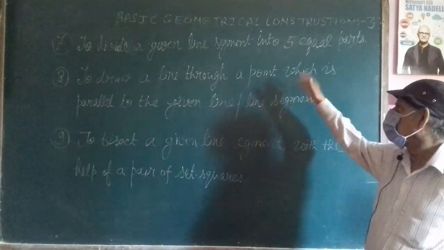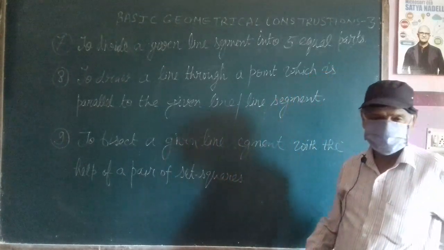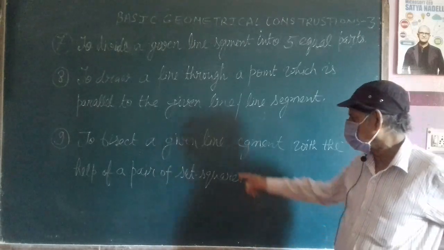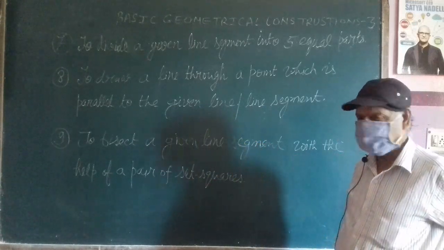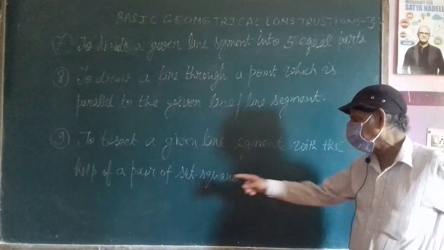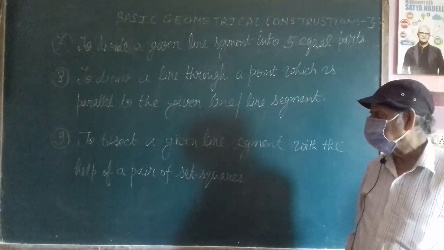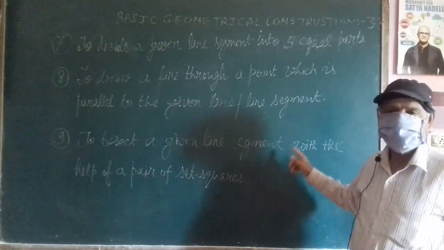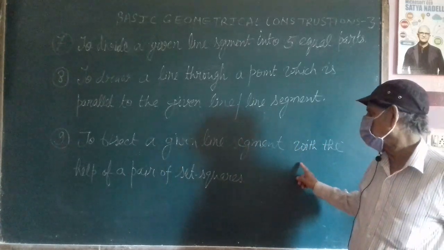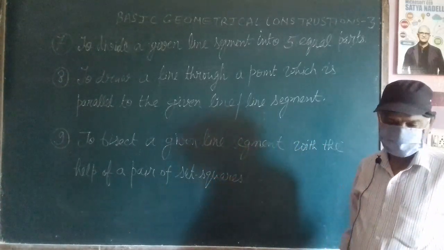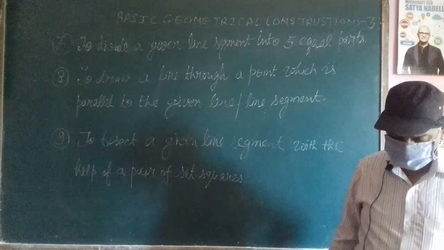And the third one is different. Without using compass, only using set square, can you bisect a given line segment? I mean perpendicular bisect. You have to perpendicular bisect a given line with the help of a pair of set squares. You can use one set square, even both set squares. You have to draw the perpendicular bisector without using compass. You must know, this is the first use of your pair of set squares. This is the first sum pertaining to a pair of set squares. So you will know one by one.